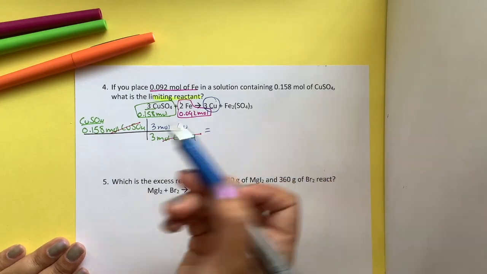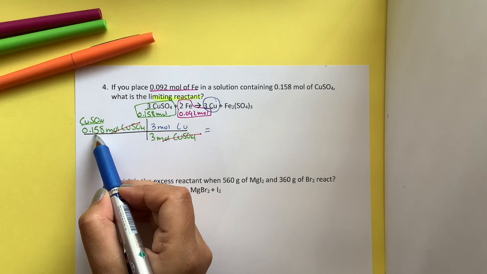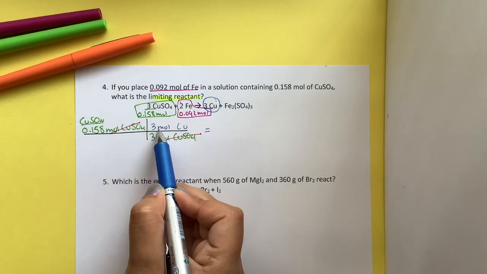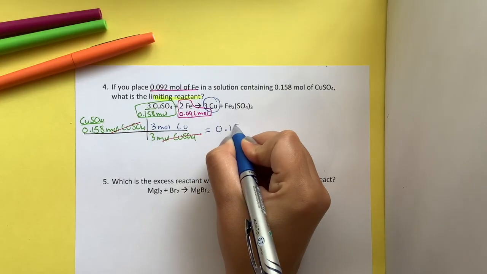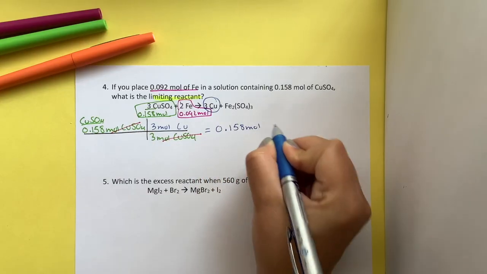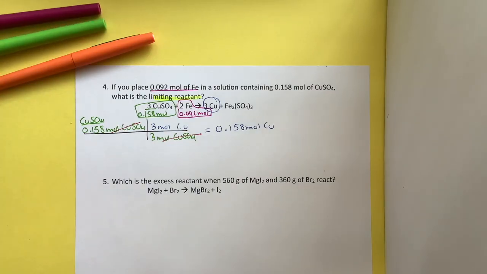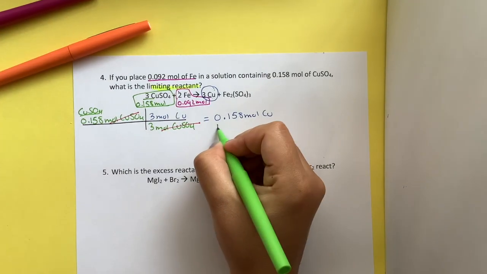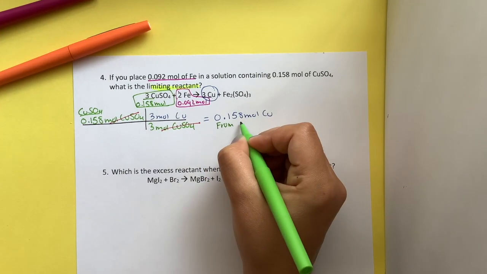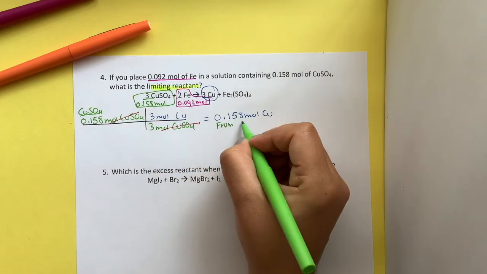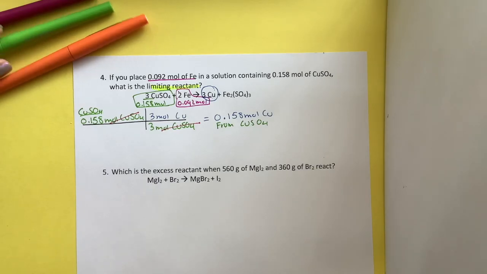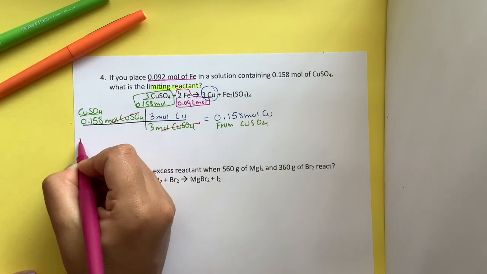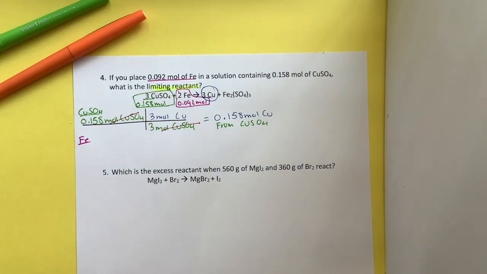So now what I'm going to do is multiply 0.158 times 3 divided by 3. And it gives me 0.158 moles of copper. And this comes from, who did it come from? CuSO4. Okay, now I'm going to do the same thing for my other reactant, which is iron, Fe.